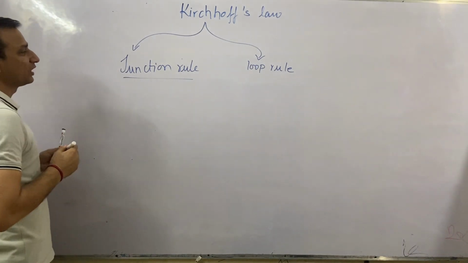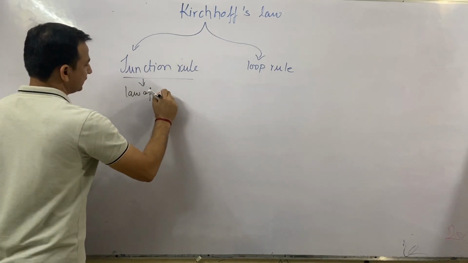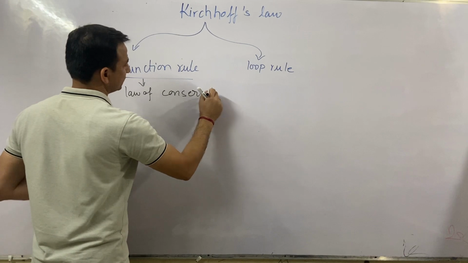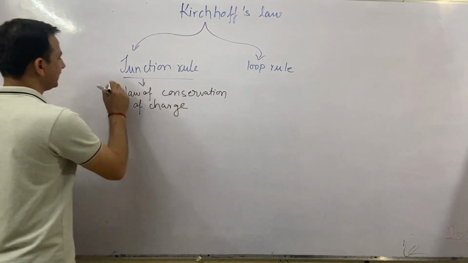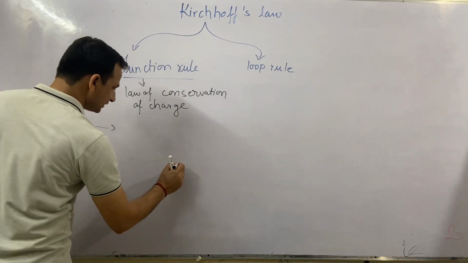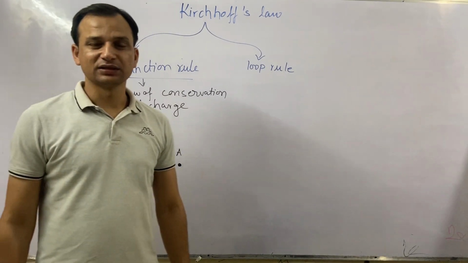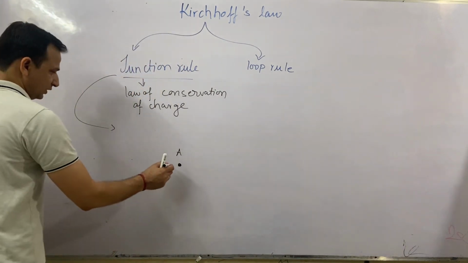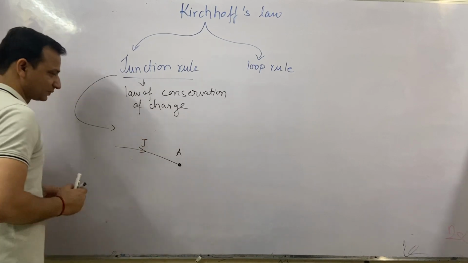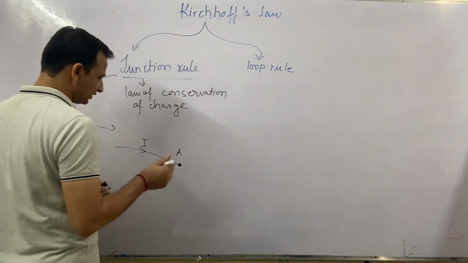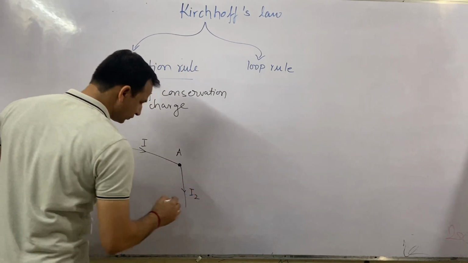Junction rule is also called the law of conservation of charge. And here is this rule. So imagine this is a point A and this point is acting as a junction. So the current entering at this point is, let's say, I1, and from any other direction the current is leaving, and that current is, imagine, I2.